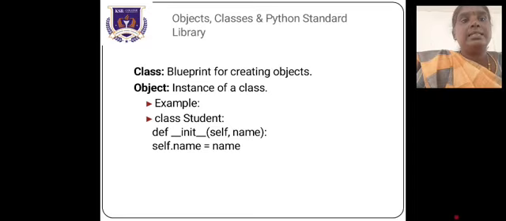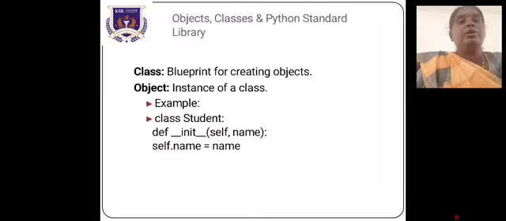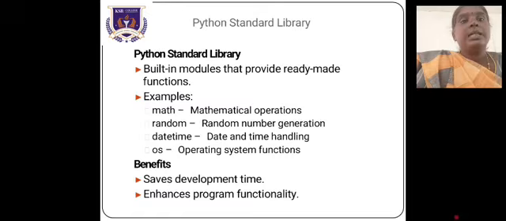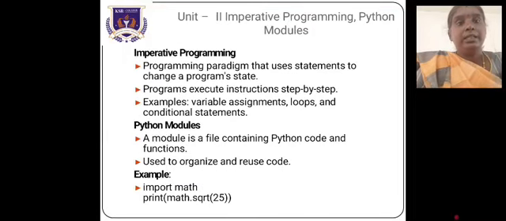Object classes and Python standard library. Classes, a blueprint for creating objects. An object means an instance of a class. For example, class Student: def __init__(self, name): self.name = name. Python standard library, built-in modules that provide ready-made functions. For example, math, random, datetime, os. The benefit is that it saves development time and enhances program functionality.